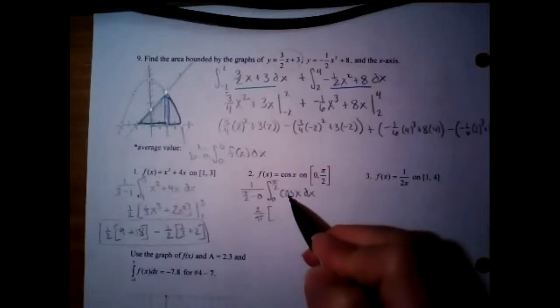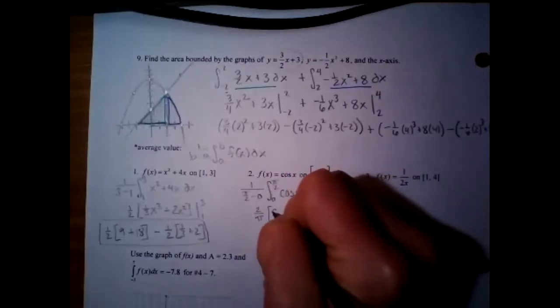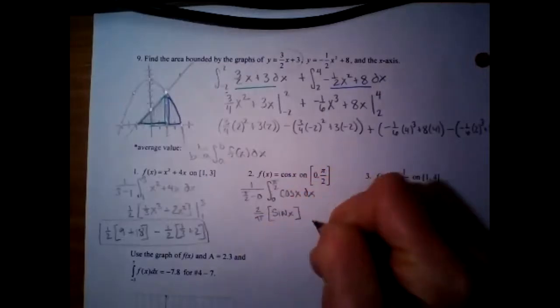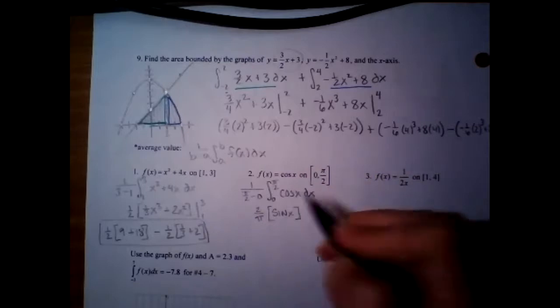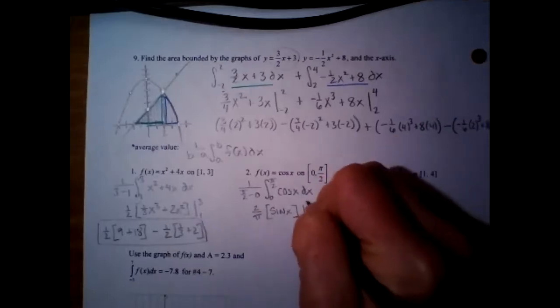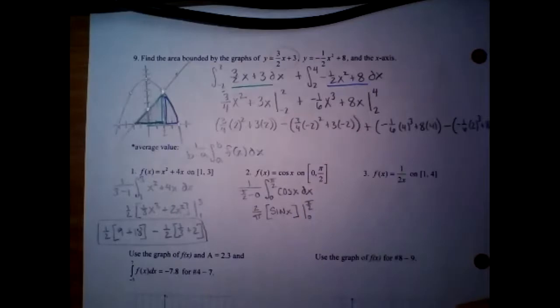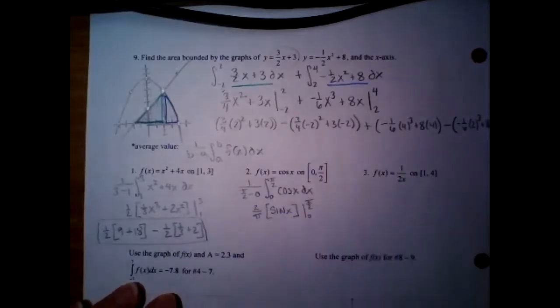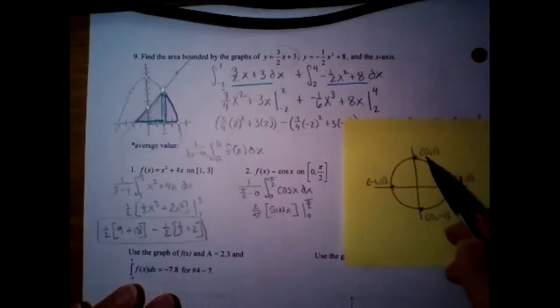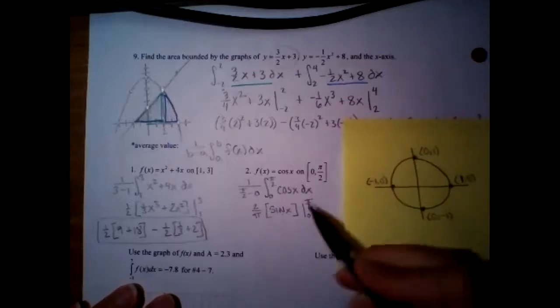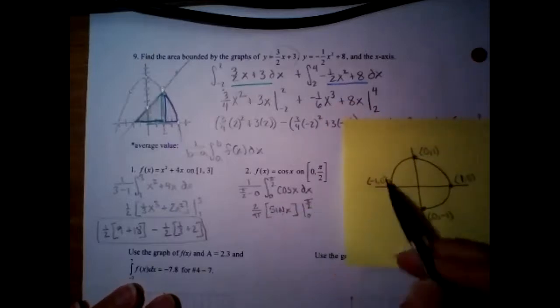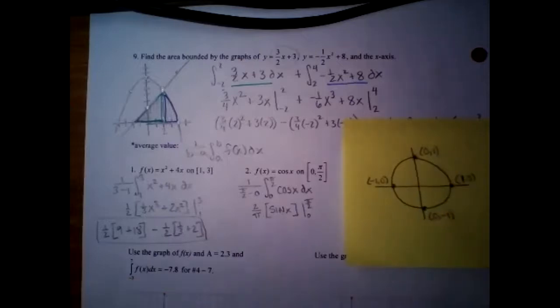And then I need the antiderivative of cosine, which is going to be sine. Derivative of sine is cosine. And we're going to evaluate from 0 to pi over 2. All right, so plugging in pi over 2, let's pull this out again. We said pi over 2 is up here at the top. So what is sine of pi over 2? What is that going to give us?